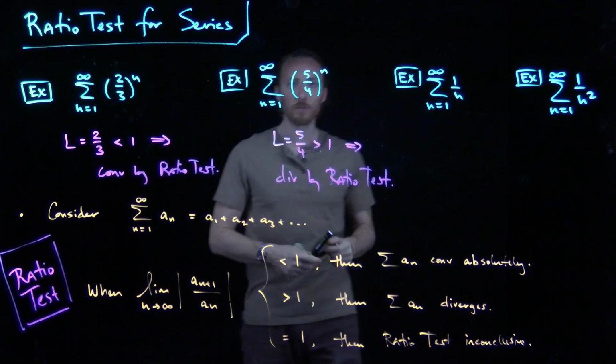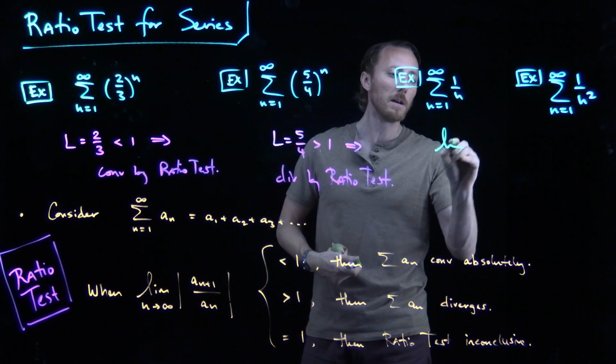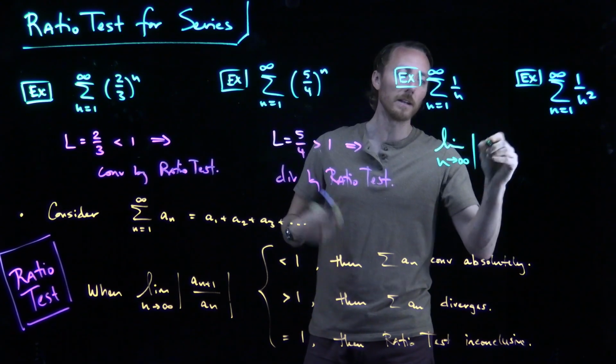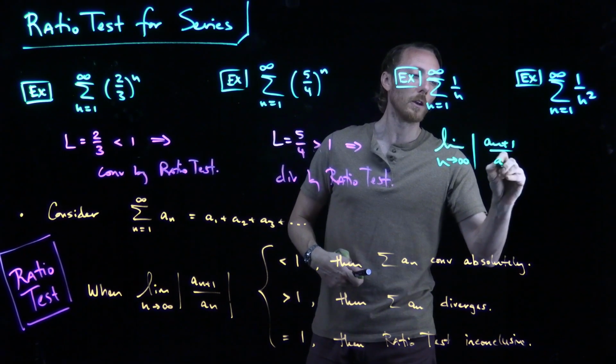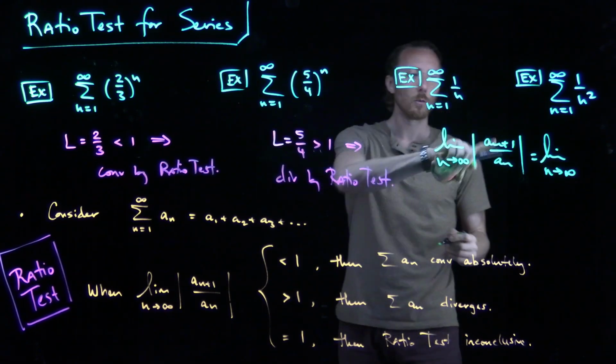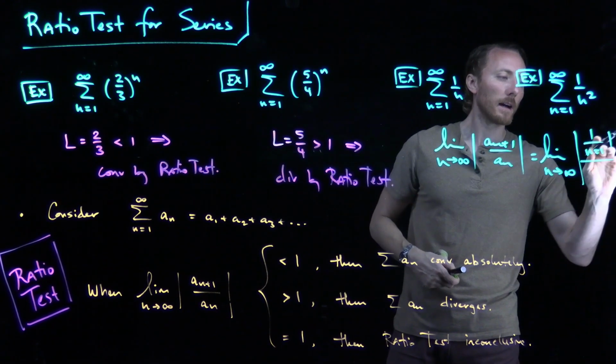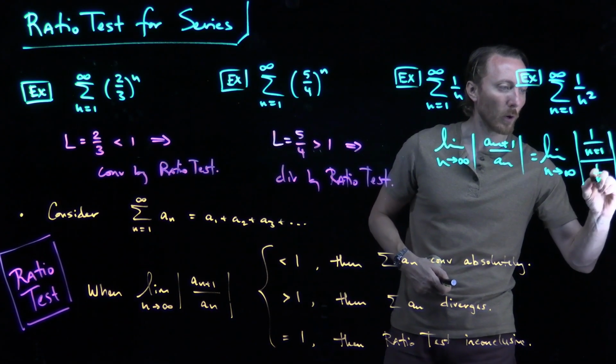Now, what about these two over here? Sum of 1 over n, sum of 1 over n squared. Well, let's apply the ratio test to them. You take a limit as n goes to infinity, as always, of a_{n+1} over a_n. In this case, looking at the 1 over n, what's the n plus 1th term? Well, that's just 1 over n plus 1. And what's the nth term? That's just 1 over n.